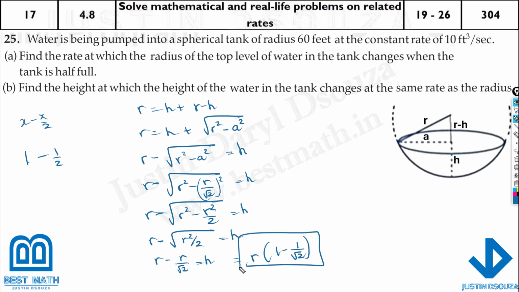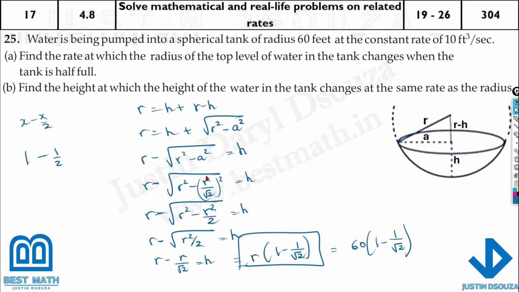So this is the answer for h, but we know the radius, right? What is it? 60. So just substitute it. So 60 times 1 minus 1 by root 2 must be equal to the height. So at that particular height, we will have the rate of change of the height of the water and the rate of change of the radius of the water equal.